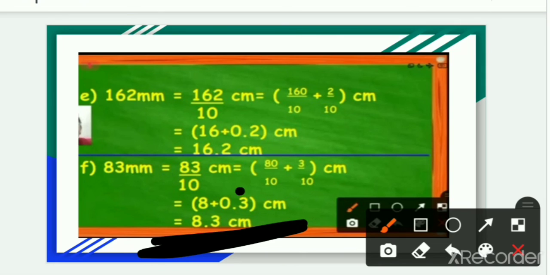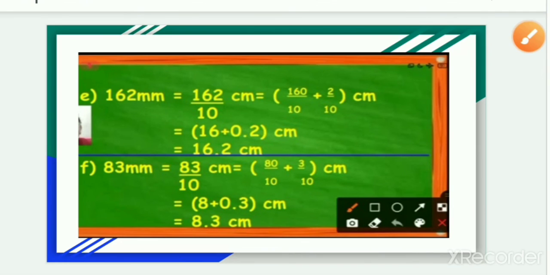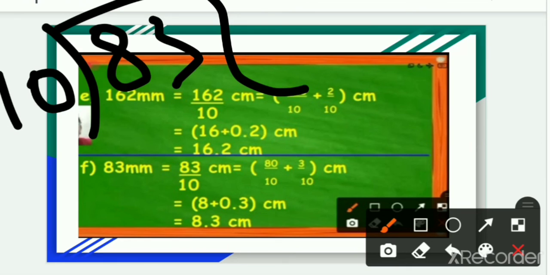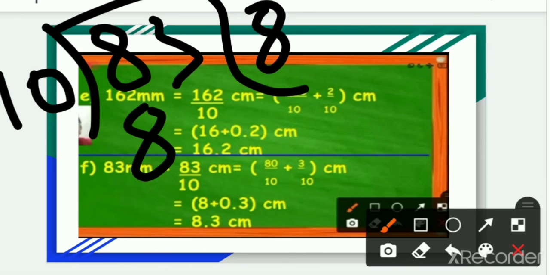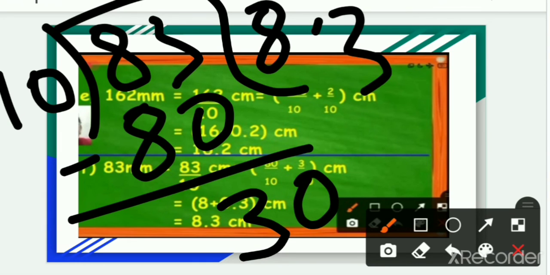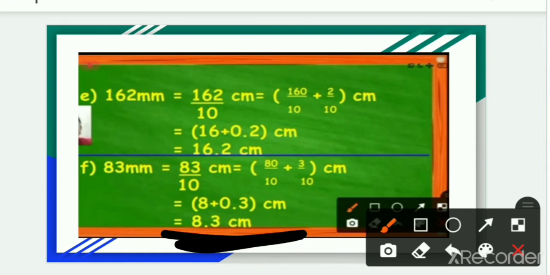You need not write this, just simply divide these two numbers. It is very easy. When you divide 83 by 10, 10 8s are 80. Then 3, we put the point and increase 0. So 10 3s are 30. So it will be 8.3 centimeter. This is what we have written here. It will be 8.3 centimeter, right?